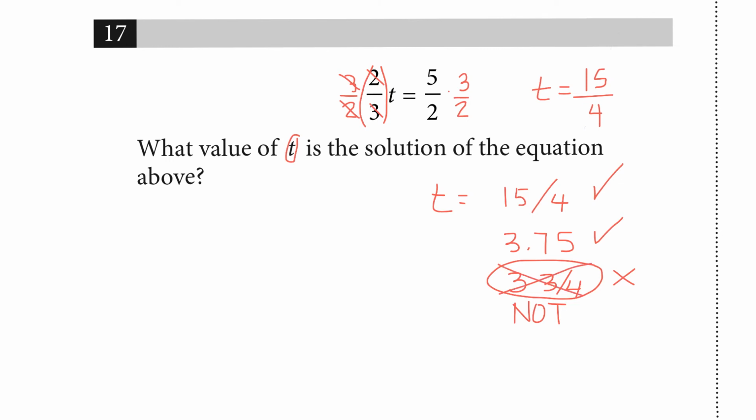Mixed numbers are wrong. And I see that quite often on these SAT tests, so it makes me wonder if the College Board is actually doing this intentionally to see if you know the rules of the game. So the rules are you can write an improper fraction like 15 over 4, that's correct, or 3.75, and that's correct. You can write it as a decimal. Either one of those two would be correct, but not 3 3/4.